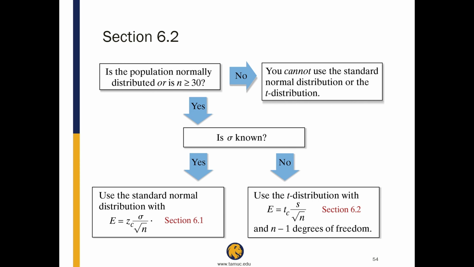If one of those is true, then we check to see, do we know the population standard deviation sigma or do we not? If we do know sigma, then we can use the standard normal distribution to get our margin of error using the z-scores and our critical values z sub c. On the other hand, if we do not know sigma, then we have to use this other formula for margin of error using the critical values in the t-distribution and also this other new thing, degrees of freedom n minus 1.